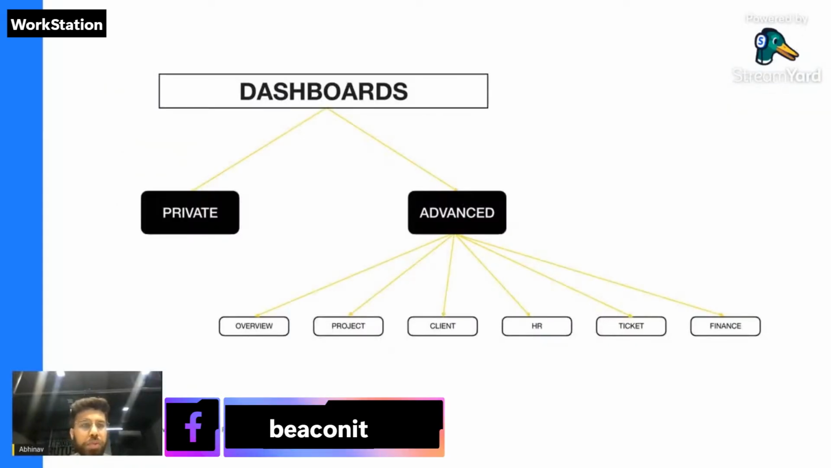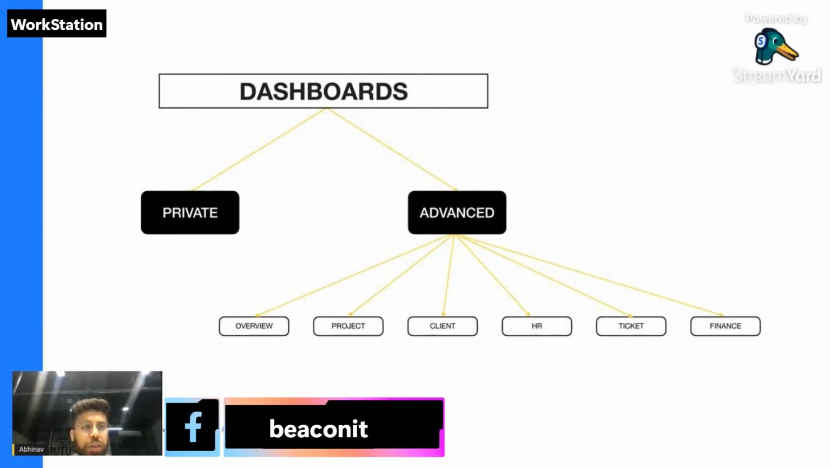Now coming to the dashboards, there are two types of dashboard. First one is the private dashboard, which is the default dashboard for the employees. As soon as they log into the application, they can see all this information, like how many tasks have been assigned to them, how many hours are overdue, the same for the projects, tasks, their time logs, and so on.